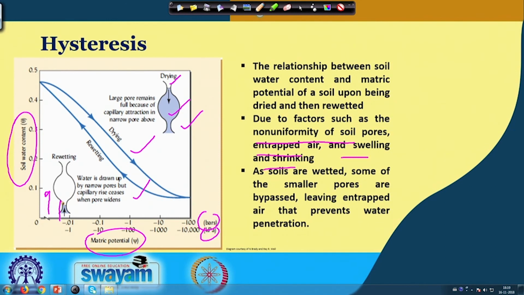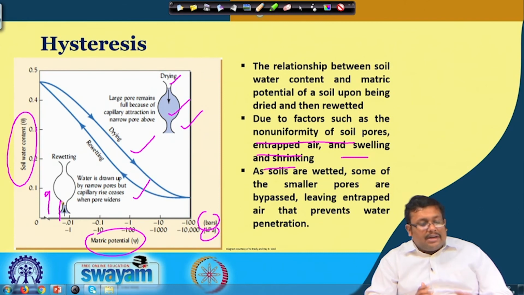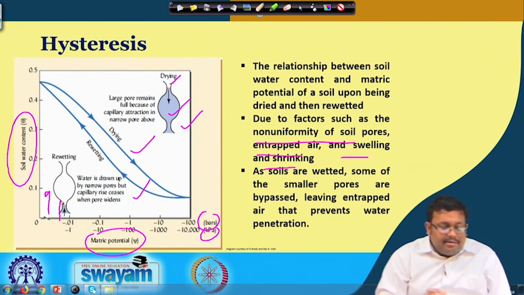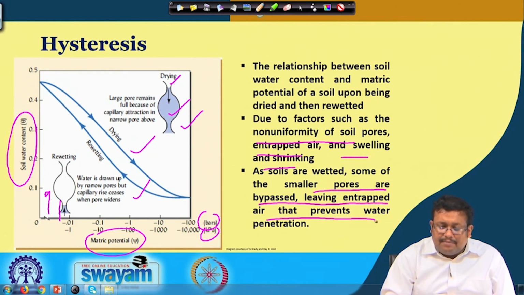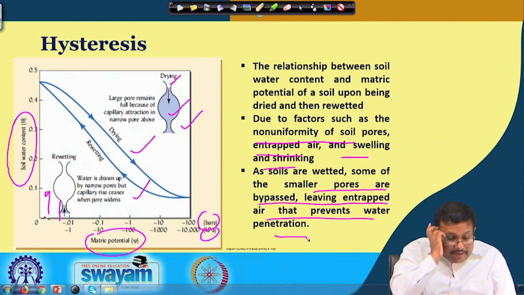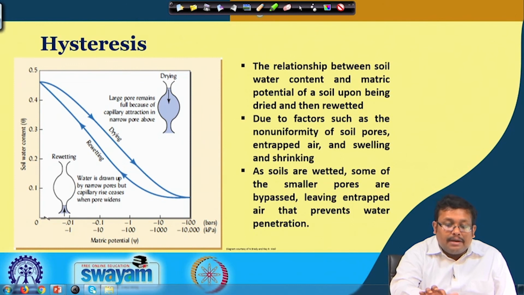but the capillary rise ceases when the pore widens suddenly. As a result, at a given matric potential, the water content in a drying soil will always be higher than the water content when we are rewetting the soil. This property of soil water is called hysteresis. Remember another factor: when the soil is wetted, some of the smaller pores are bypassed, leaving entrapped air that prevents water penetration. This is another important reason for lower water content in the rewetting curve. So, this is called the hysteresis property of soil.